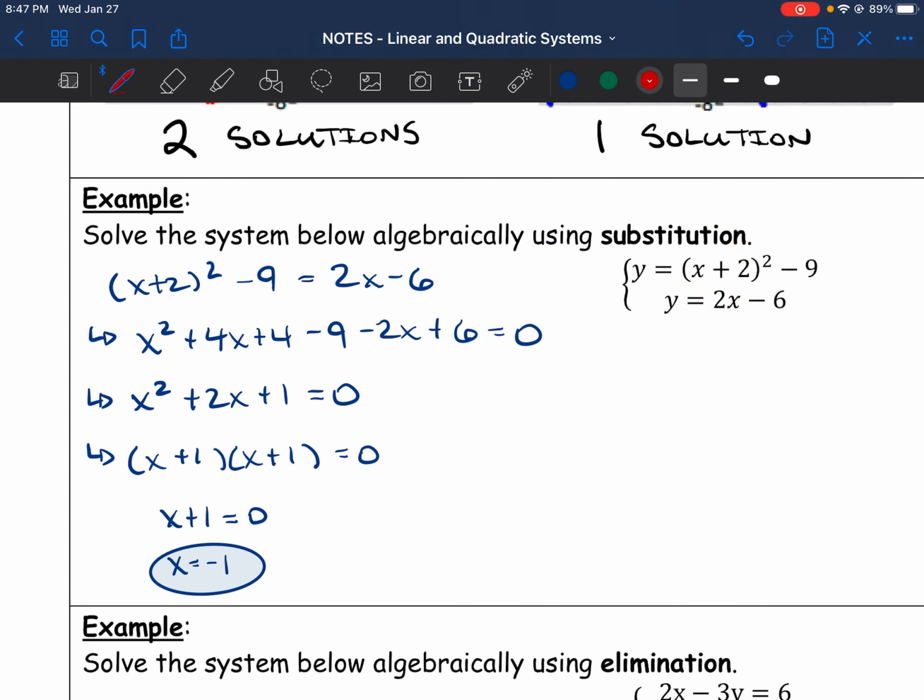So what this is telling us is that since there is only one possible x, when you plug it in, there's only going to be one possible y.